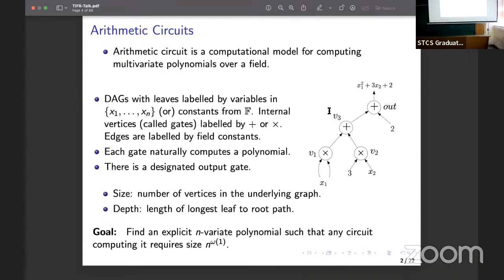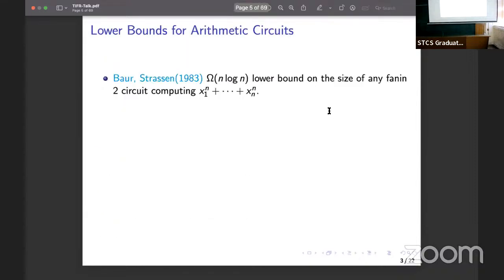That's right. So, an n-variable polynomial of degree n such that any circuit computing it requires n variables. This question has been around since the 1970s. So no need to say how far progress has been made.